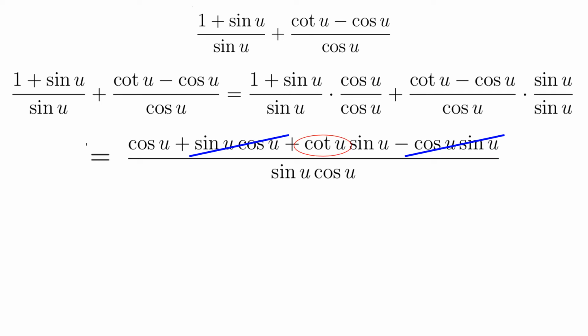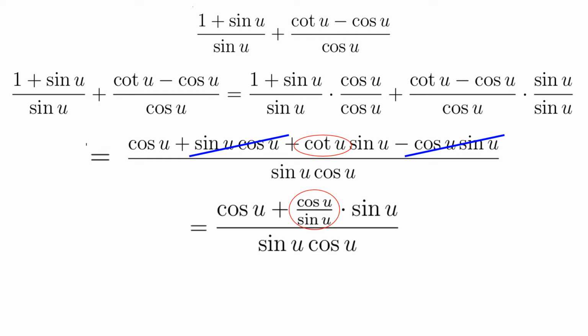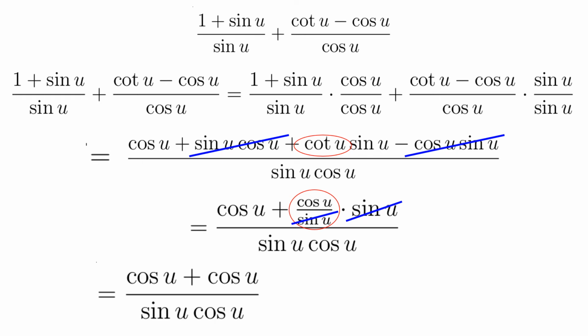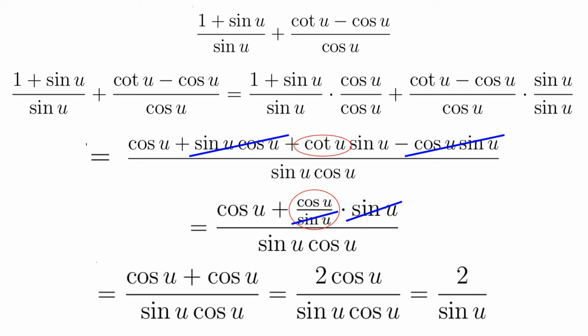Every term in the expression is a sine or cosine except for the cotangent term. We can replace it with its quotient identity to help simplify the expression. And here's what we get when we do. And we can cancel out the sine u terms in the numerator, leaving cosine u plus cosine u in the numerator. And the numerator further simplifies to 2 cosine u. The expression equals 2 over sine of u, and that's as simple as we can make it.